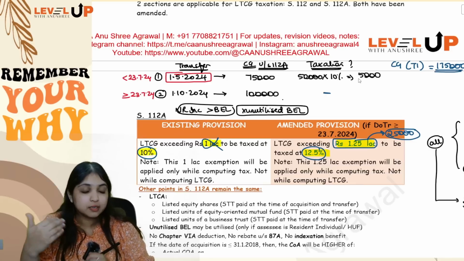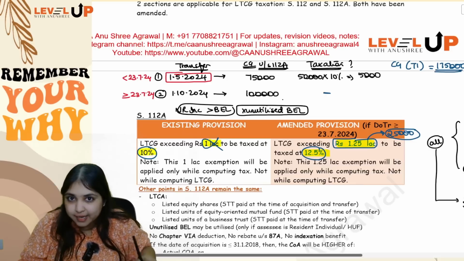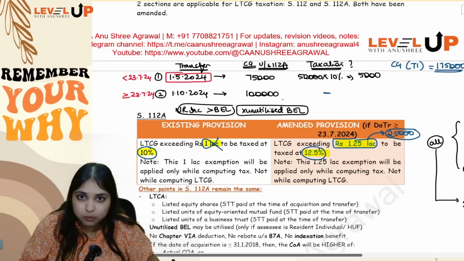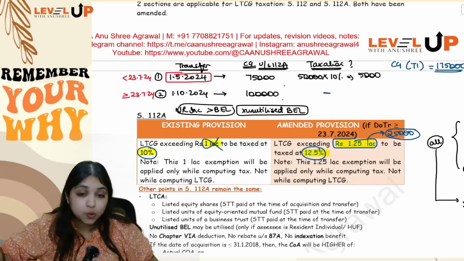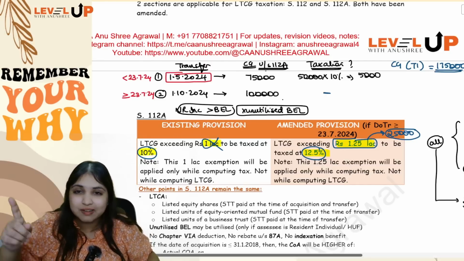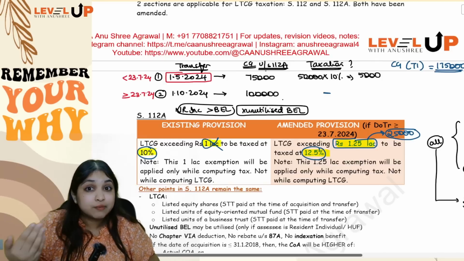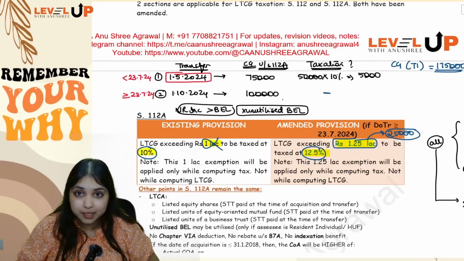You understood what I did? First of all, I will not apply the 1 lakh limit. I will apply only 1,25,000 limit. That 1,25,000 limit will be aggregate limit for the entire year. Okay, the total is 1,75,000, which is more than 1,25,000. So I will conclude that yes, tax is applicable.